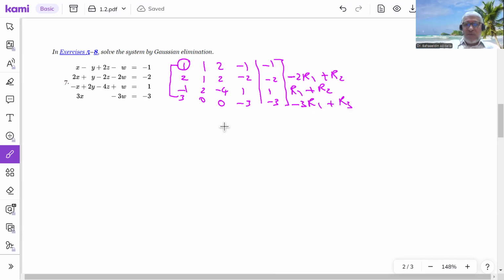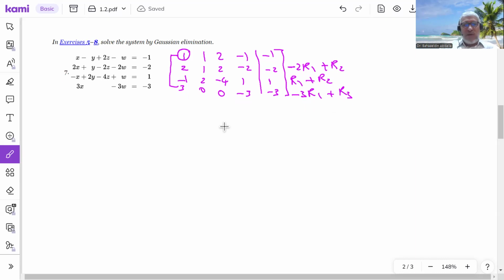By using these three operations, we will get a new matrix, the first, but with the same solution. The solution of the system will not change. That's why you are using only these three types of row operations.